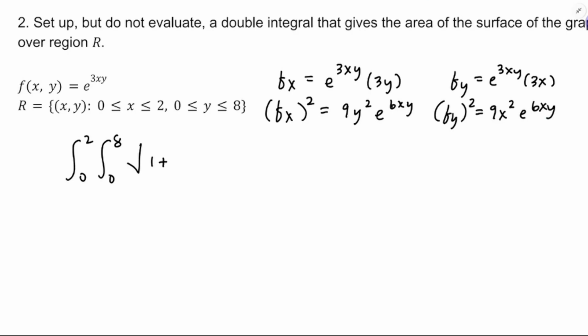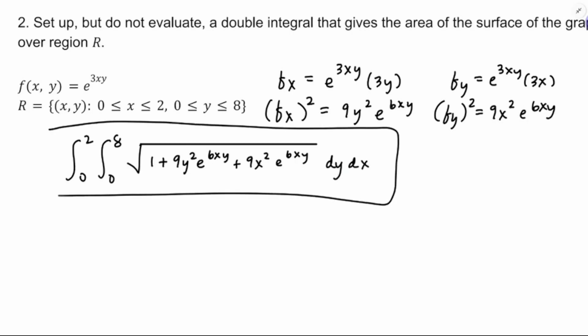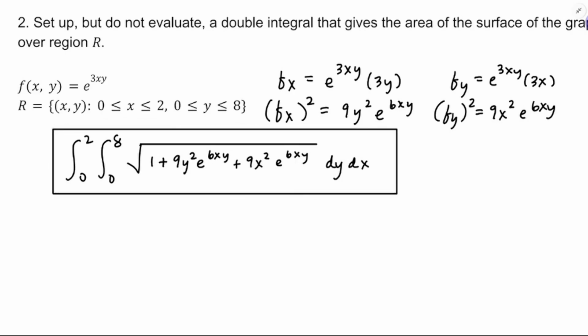Then I'm going to have in here 1 plus 9y squared e to the 6xy plus 9x squared e to the 6xy, because we don't have to evaluate this. We're not going to simplify or factor anything. y was running from 0 to 8, so it would be dy and then dx, and that would be a set up and not evaluated integral that represents the surface area.